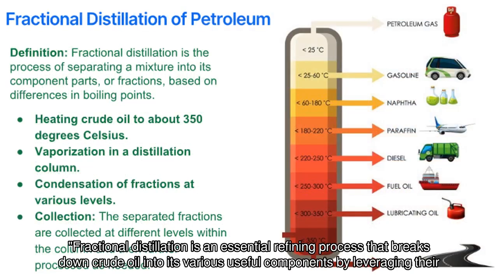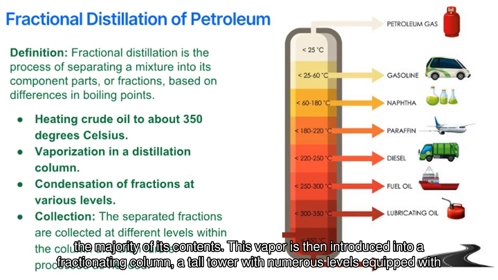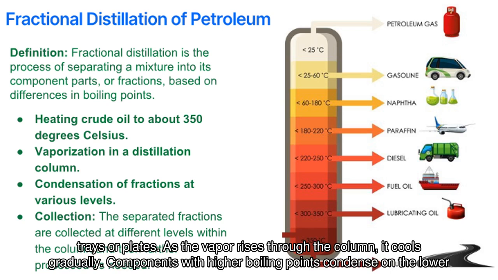Fractional distillation is an essential refining process that breaks down crude oil into its various useful components by leveraging their differing boiling points. The process begins by heating the crude oil to around 350 degrees Celsius, which vaporizes the majority of its contents. This vapor is then introduced into a fractionating column, a tall tower with numerous levels equipped with trays or plates. As the vapor rises through the column, it cools gradually.